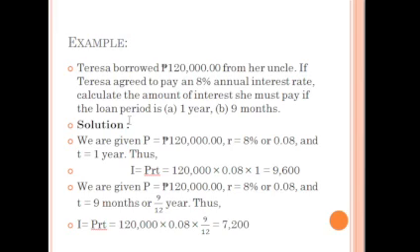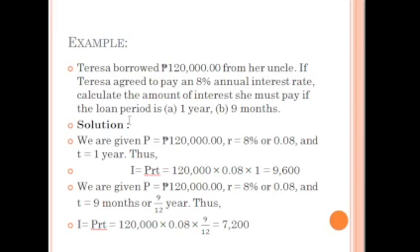Thus, I, or the interest, is equal to P, the principal, R is the rate of interest, and T is the time. So we need to multiply the three. So 120,000 times 0.08 times 1, that is 9,600. That's the amount of interest if Teresa pays back the money she borrowed after 1 year.